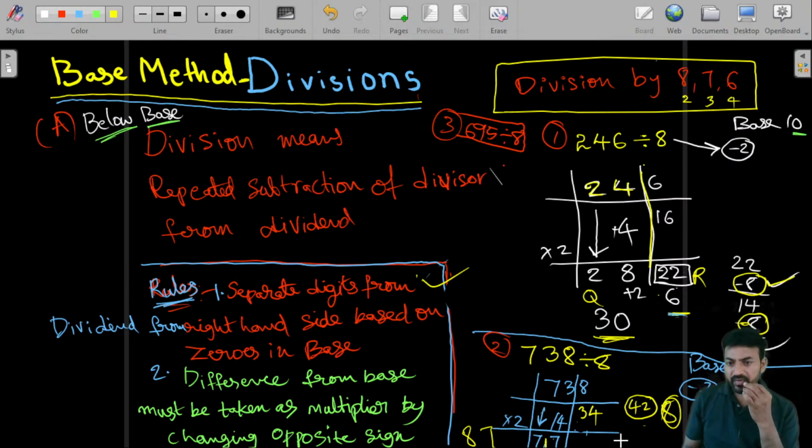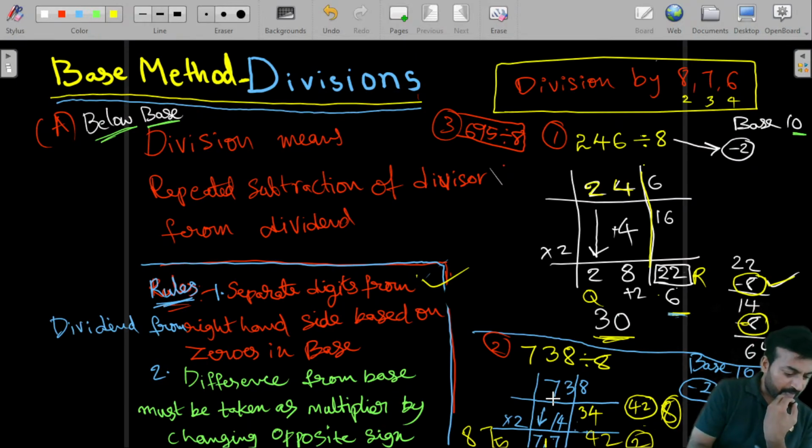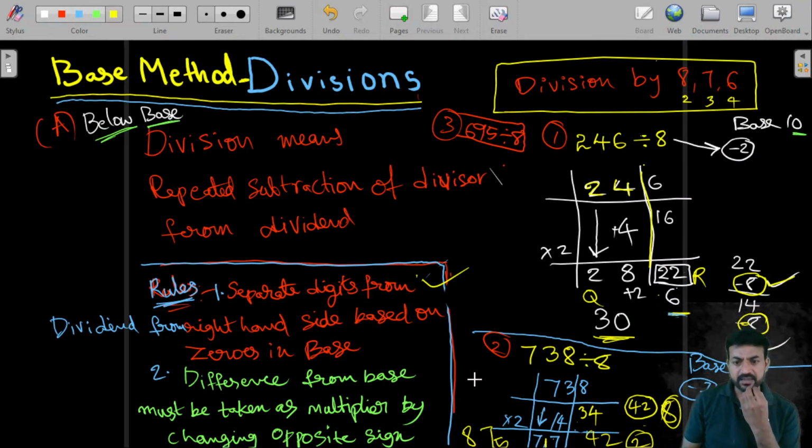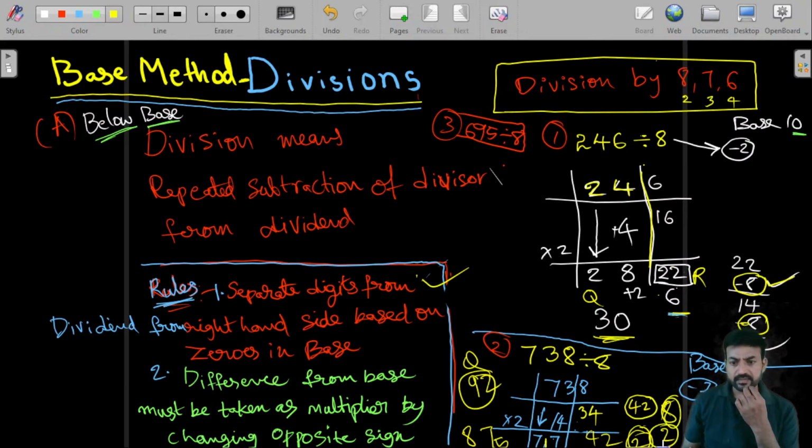So now we have remainder 42 here. How many 8s are there in 42? 5 8s. So that 5 has to be added here. 2 is the remaining remainder. Are you getting what I'm saying? Yes. So 87 plus 5, how much? 92. 92 is the actual quotient and 2 is the actual remainder. Okay. Did you understand?